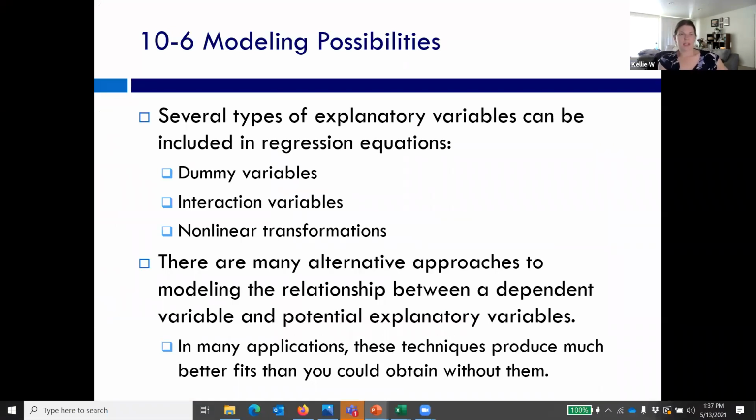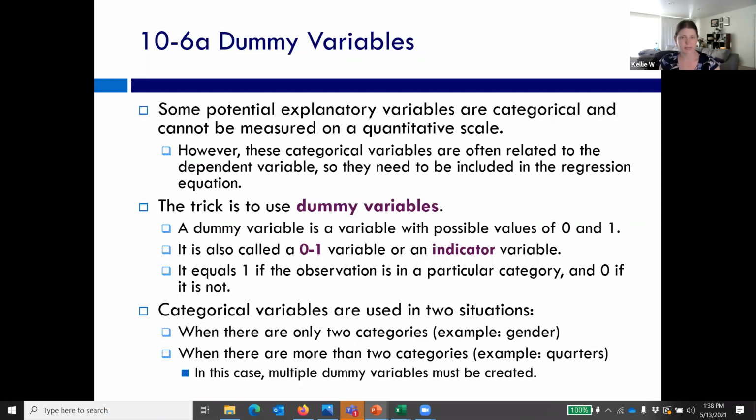Several types of explanatory variables can be included in regression equations. So we can have dummy variables, which we've talked about before a little bit, interaction variables, or nonlinear transformations. There's a lot of ways to model the relationship between a dependent variable and its potential explanatory variables, and the more advanced techniques will produce better fits than we could get without them. But for the sake of practicality, we're not going to get into that. That would be a much more advanced course.